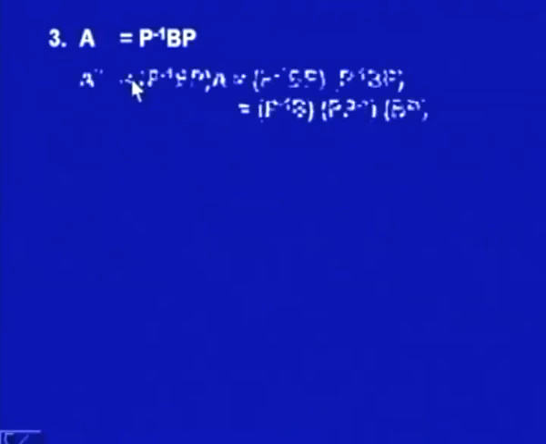To prove the third result, let us consider A is equal to P inverse BP. We will prove this result by induction. So, let us see what happens to A square. If we multiply A with A, then it is A square, which is equal to P inverse BP into P inverse BP. I have written these, this is first A and this is second A.